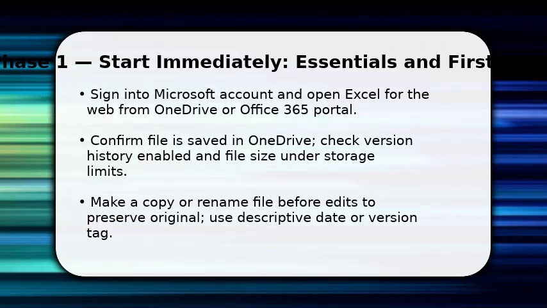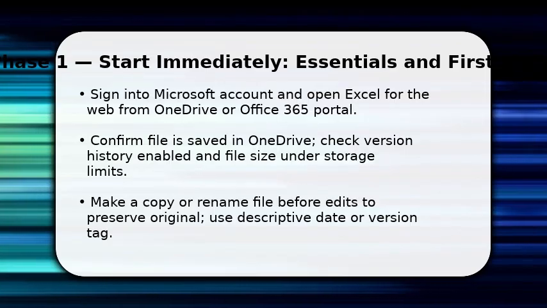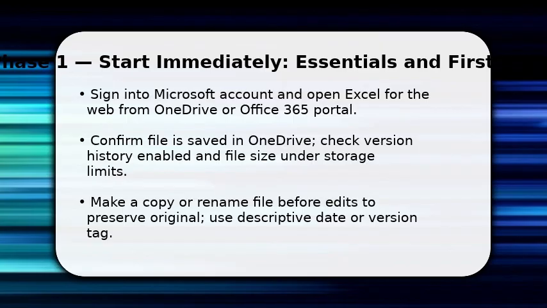You've signed in and located the workbook. Now begin editing. Open the file in Excel for the web and immediately check that it's stored in OneDrive so autosave works. Make a copy or rename the document to preserve the original. This protects you from accidental data loss.